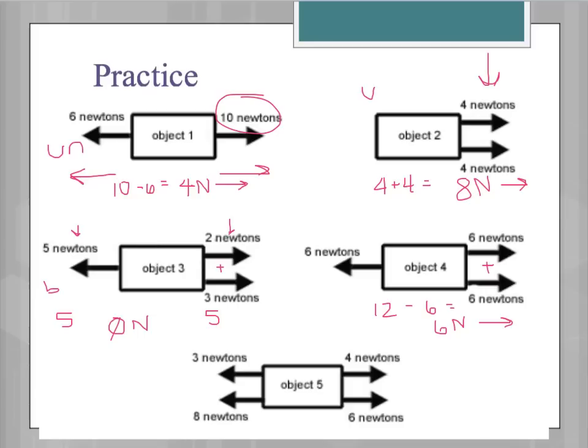Finally, I've got 4 forces working on this last object. I'm going to add these together to find what the total force would be on either side. On the left side, 8 plus 3 is 11, and 6 plus 4 on the right is 10. So we end up with the object going towards the left with a force of 1 newton. We're going to have some more practice with this in class.